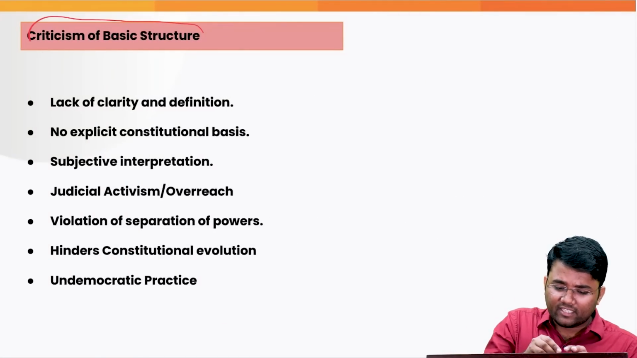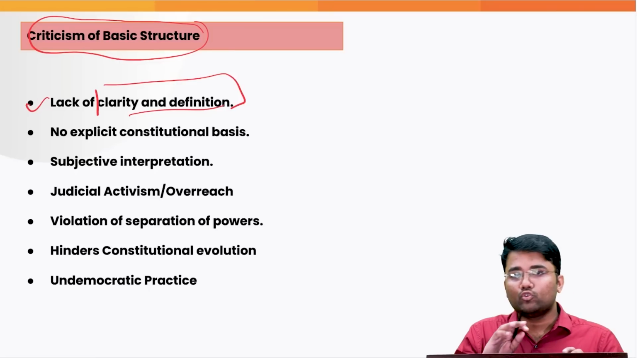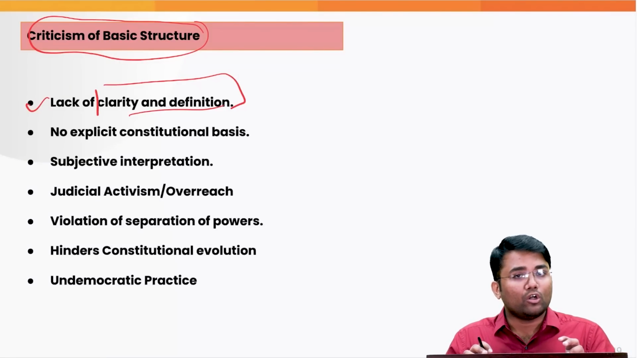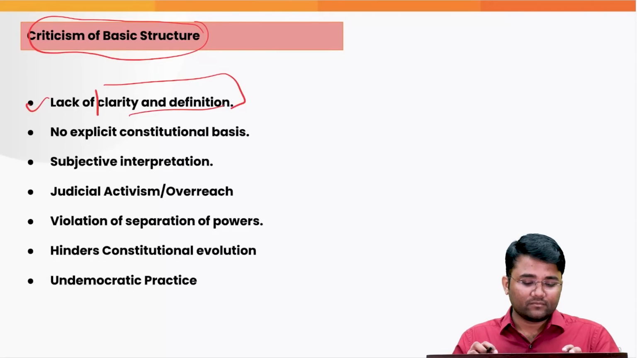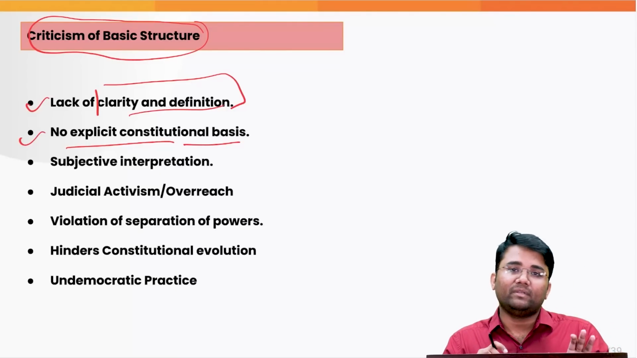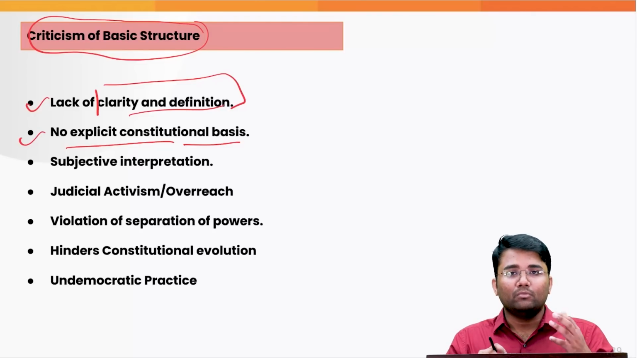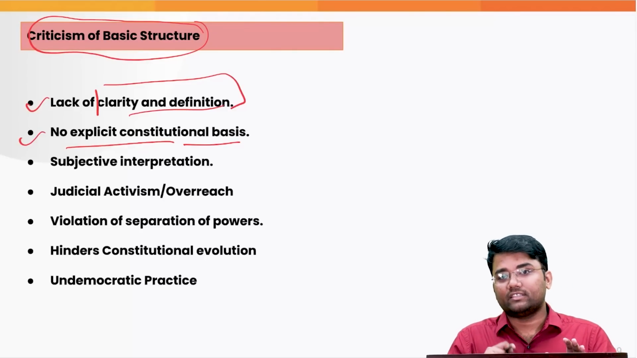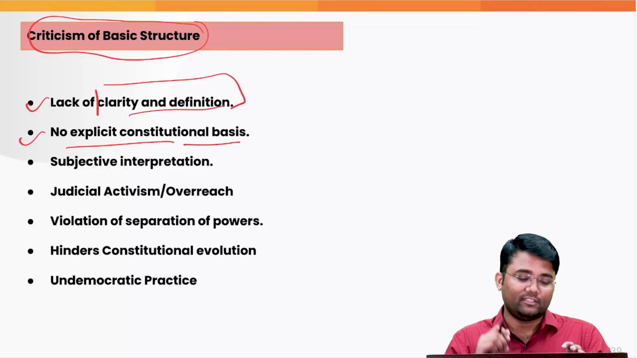But if we look into some of the criticisms of the basic structure, there is a lack of clarity and definition. There is no such definition of the basic structure, of what actually constitutes it. Also, what comes under the basic structure is not clear. There is no explicit constitutional basis that talks about the basic structure. So some experts believe that it is against the constitution also, because it hasn't been explicitly mentioned in the constitution. And from here itself, a question was asked in the UPSC prelims exam related to this basic structure, which we will be discussing also.